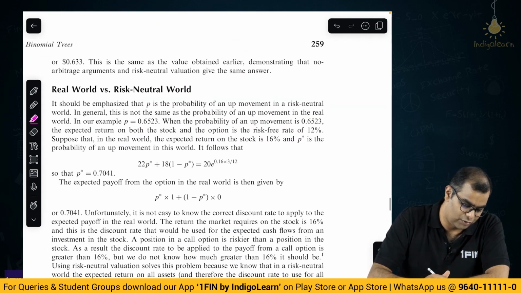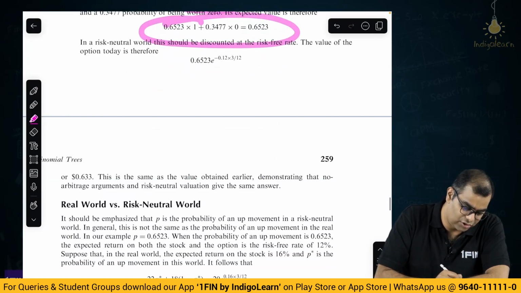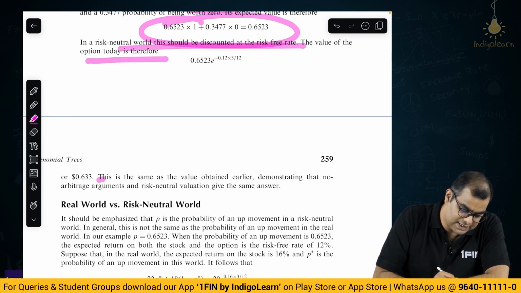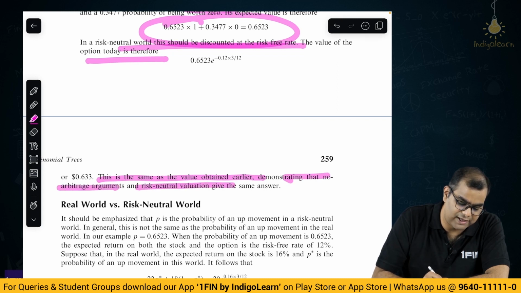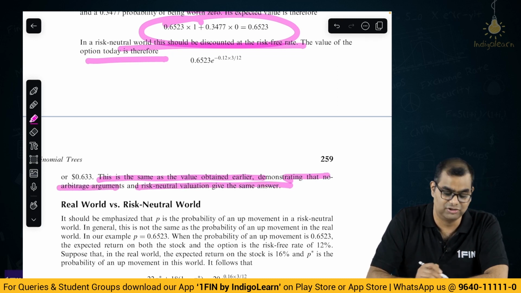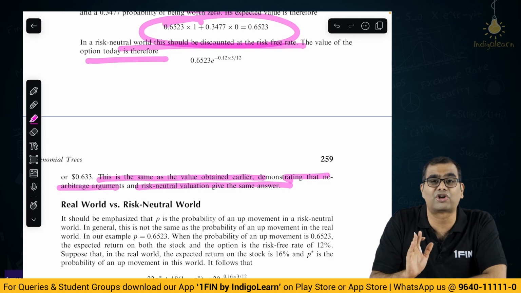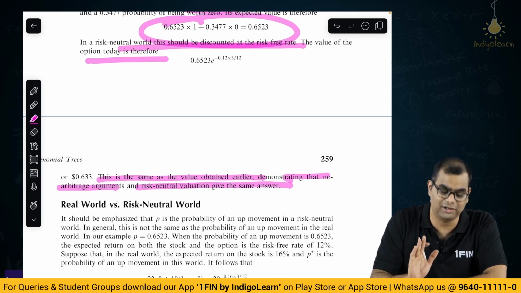Basically what it says, and please note here, is that in a risk neutral world, you discount at the risk-free rate, and the value of the option is so and so. This is the same as the value obtained earlier, demonstrating that no-arbitrage arguments and risk neutral valuation gave the same answer. So, this is John C. Hull. Basically they both are different, right? It is not that one is a subset of the other, but there is a strong linkage. Okay, there is a strong linkage.